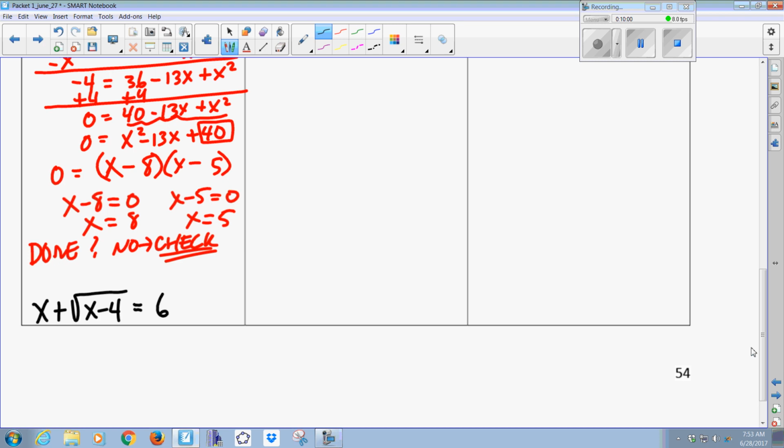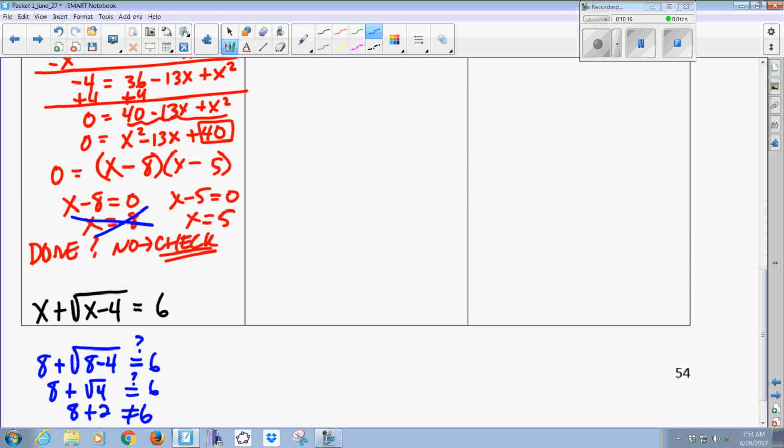Okay, so my first solution is 8, so I'm going to check out the 8. Is 8 plus the square root of 8 minus 4 equal to 6? That's our question. 8 plus the square root of 4, does that equal 6? 8 plus 2 does not equal 6, so 8 is extraneous.